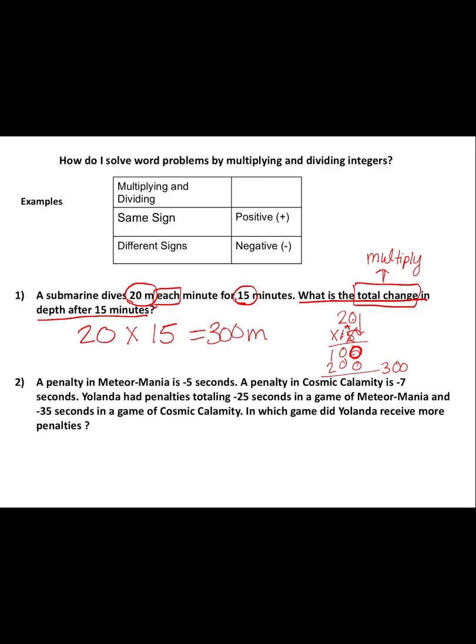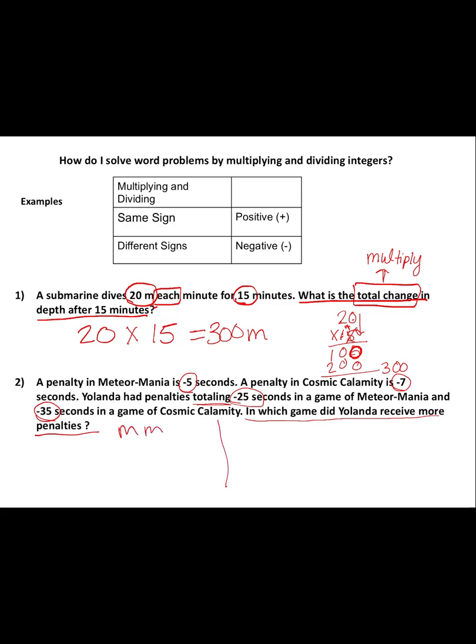Okay, let's take a look at our next one. A penalty in Meter Mania is -5 seconds. A penalty in Cosmic Calamity is -7 seconds. Yolanda has penalties totaling -25 seconds in a game of Meter Mania and -35 seconds in a game of Cosmic Calamity. In which game did Yolanda receive more penalties?